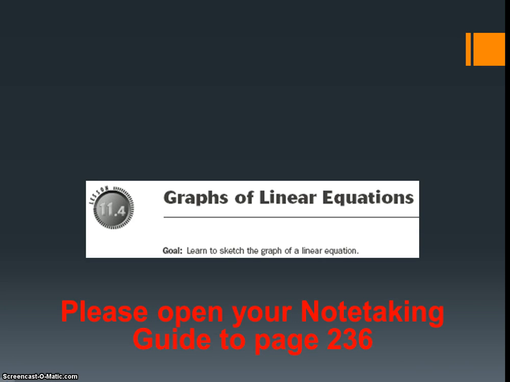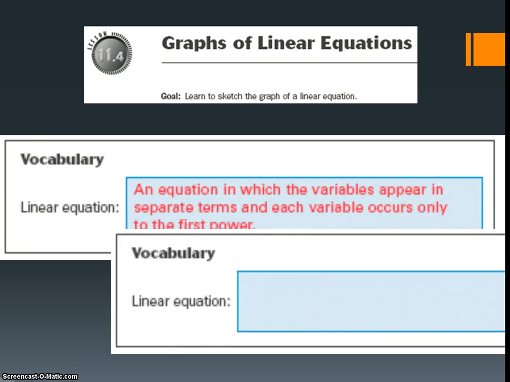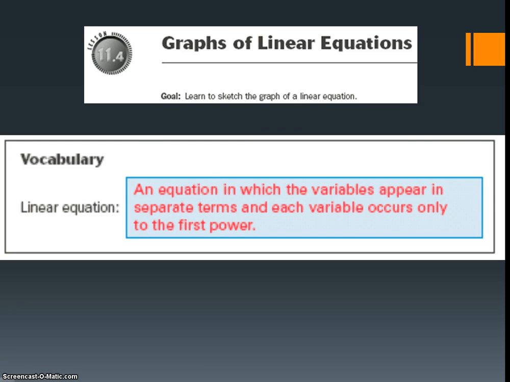Lesson 11.4, graphs of linear equations. A linear equation is an equation in which the variables appear in separate terms and each variable occurs only to the first power. So a couple important things to remember. You have to have the first power.